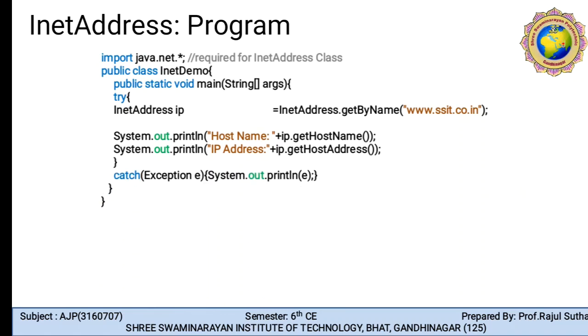If this try block is performed, fine; otherwise we handle the exception. So catch the exception e, System.out.println, and print the exception. Here the output of this program is given. So the host name is www.ssit.co.in, and the IP address is given for ssit.co.in.